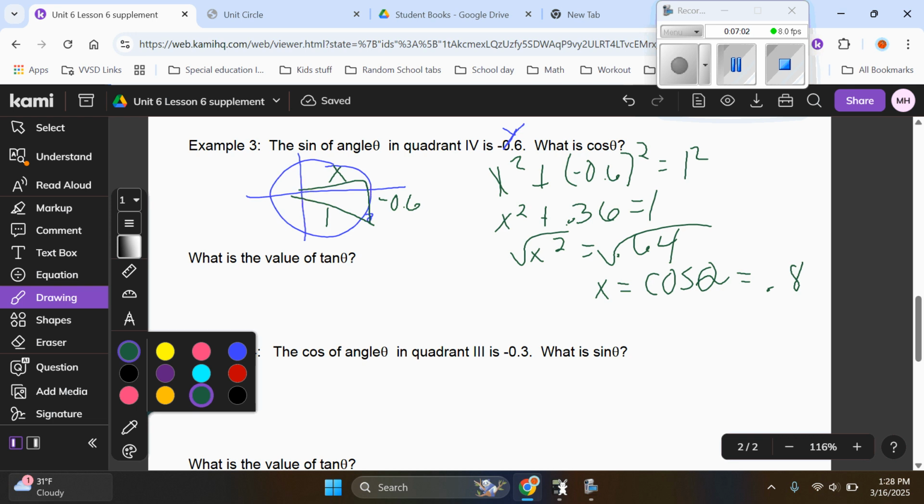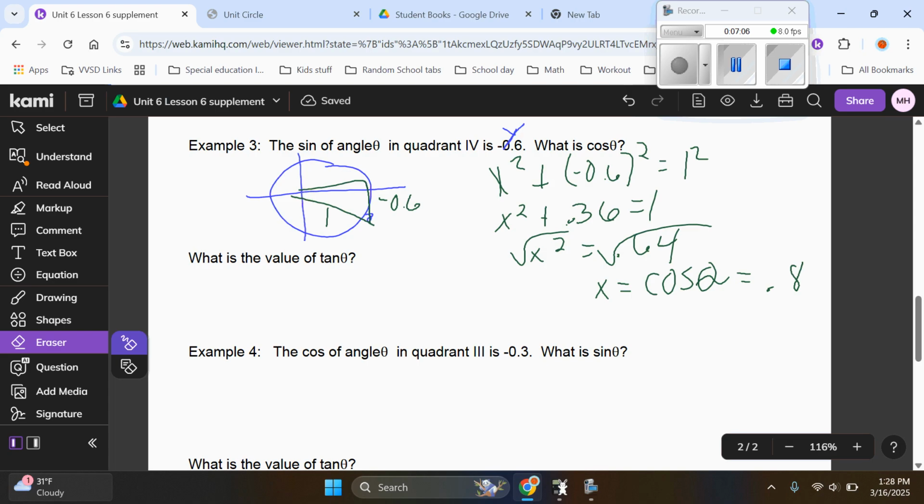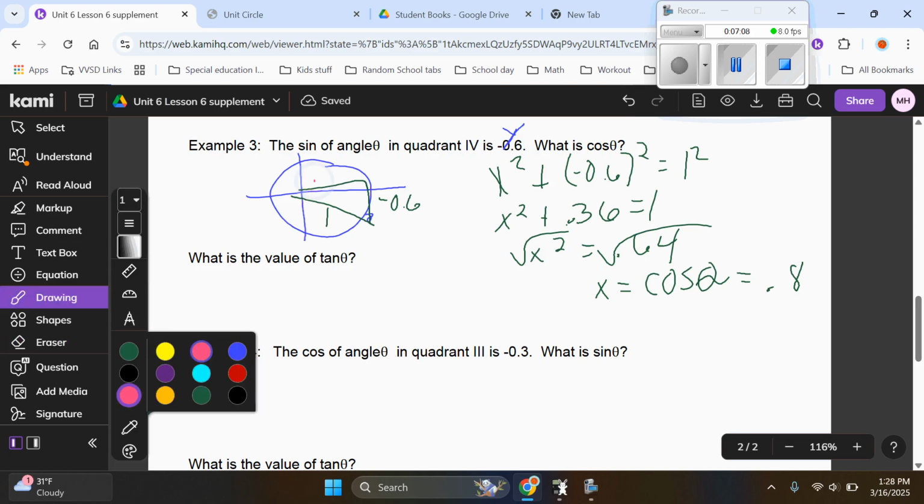How do I find tangent? So going back to my triangle here, I'm going to put that 0.8 in there. Here is where my angle is. Tangent is always the opposite over the adjacent, which in this case is negative 0.6, that's opposite, and adjacent is 0.8.